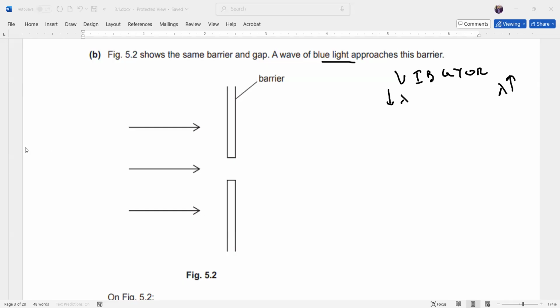If the blue light has a shorter wavelength, what kind of pattern will we observe, maximum or minimum? Minimum. So you can use the screen annotation to represent the minimum diffraction on your list.